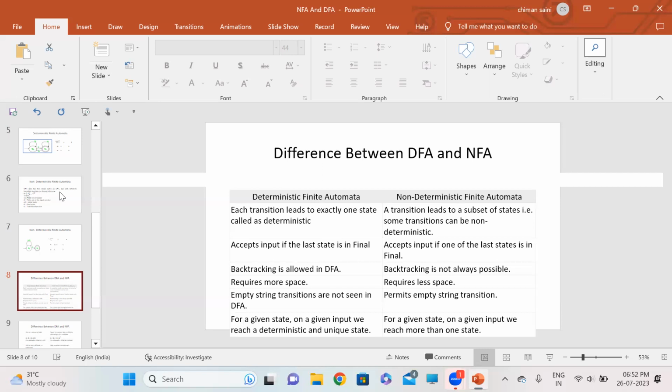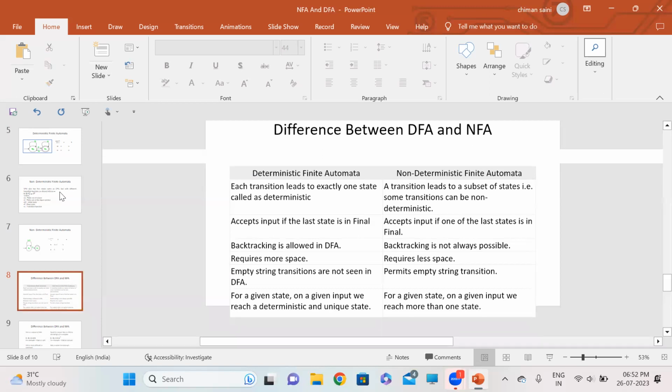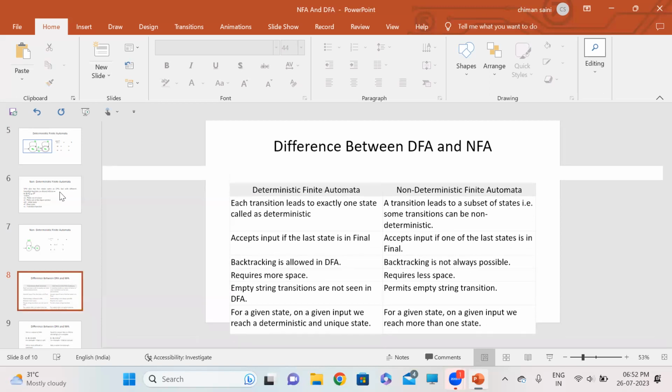Okay, so empty string transition is not seen in the DFA. Empty string is not allowed in DFA, but in the case of NFA, empty strings are allowed. That is the third form of the NFA that we call null NFA.